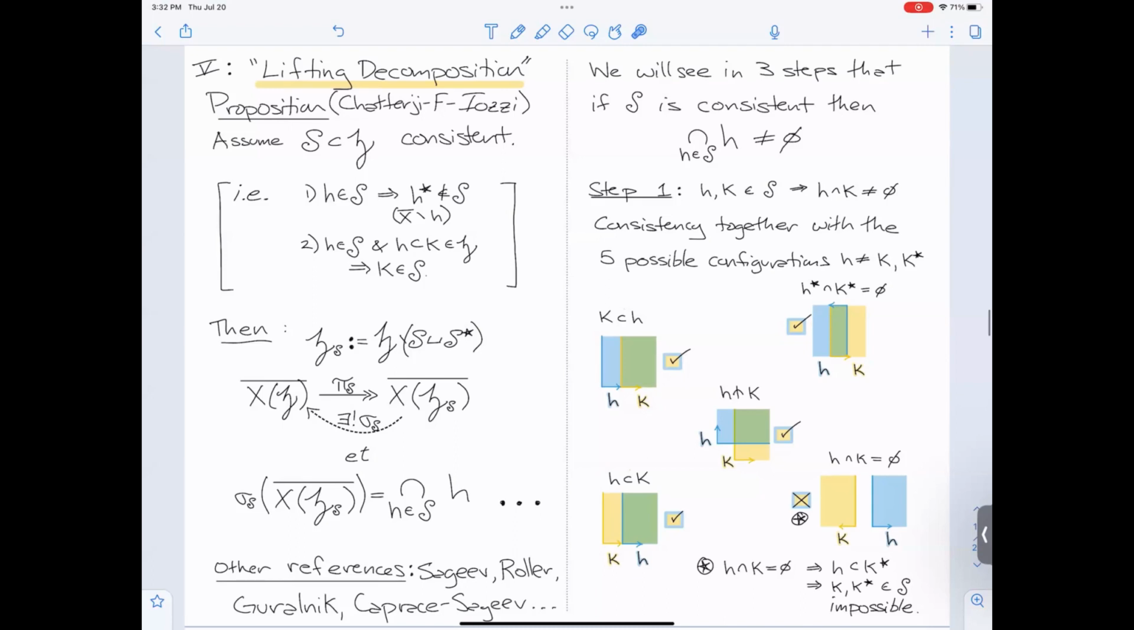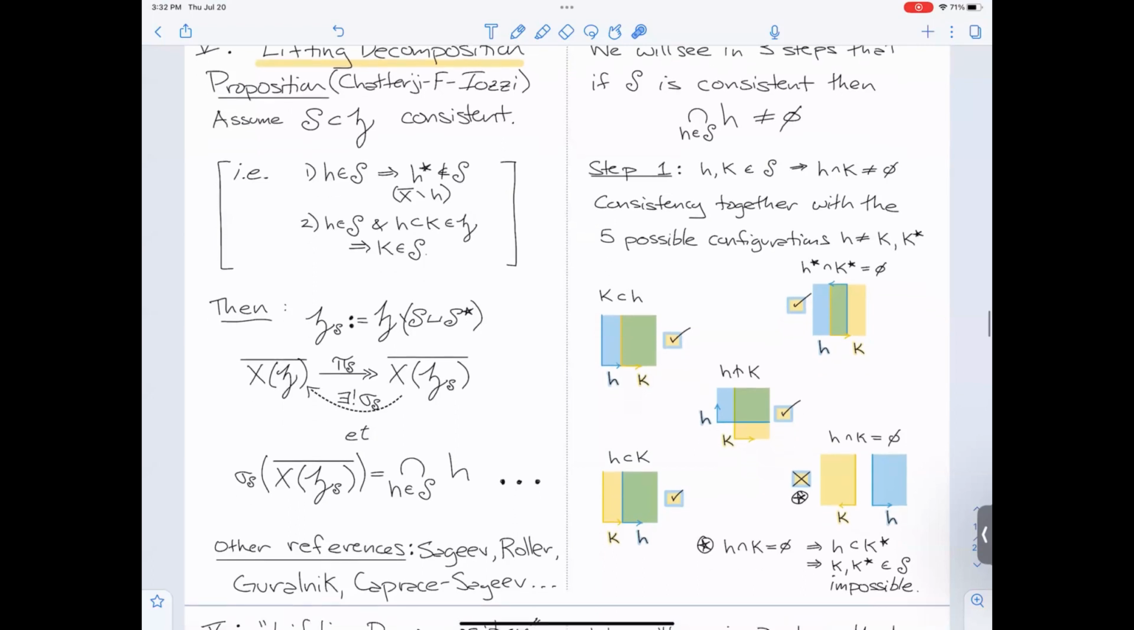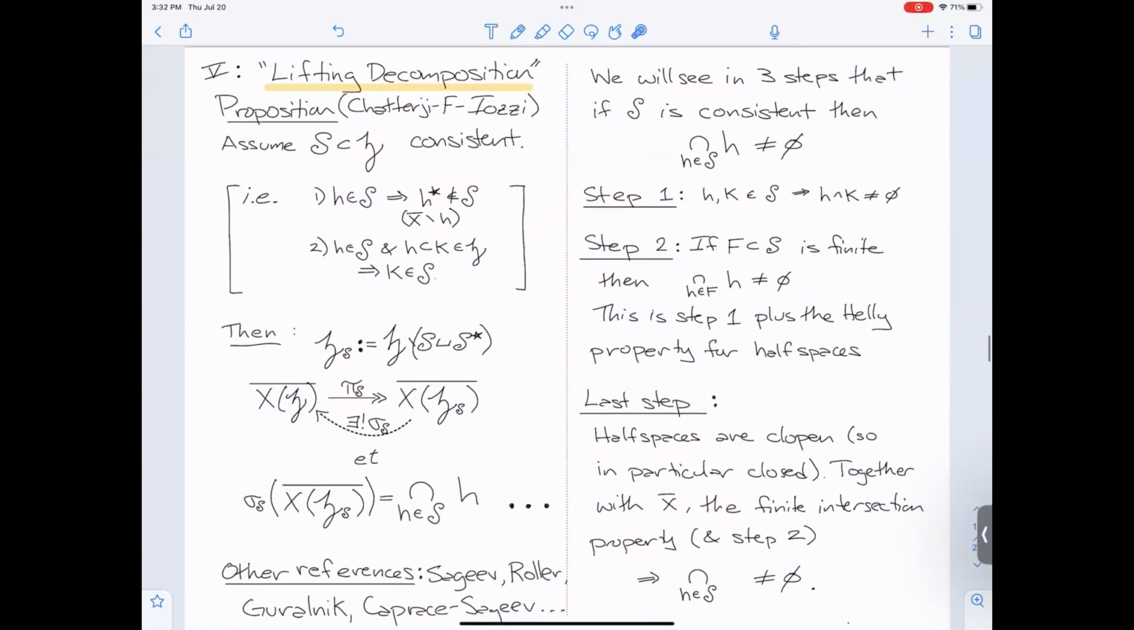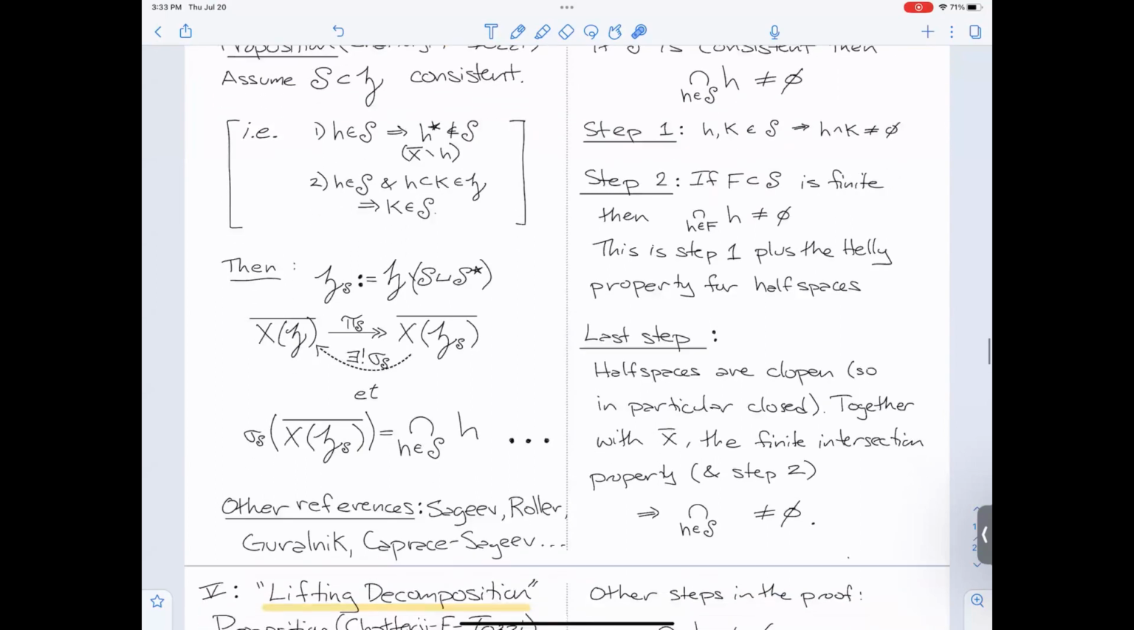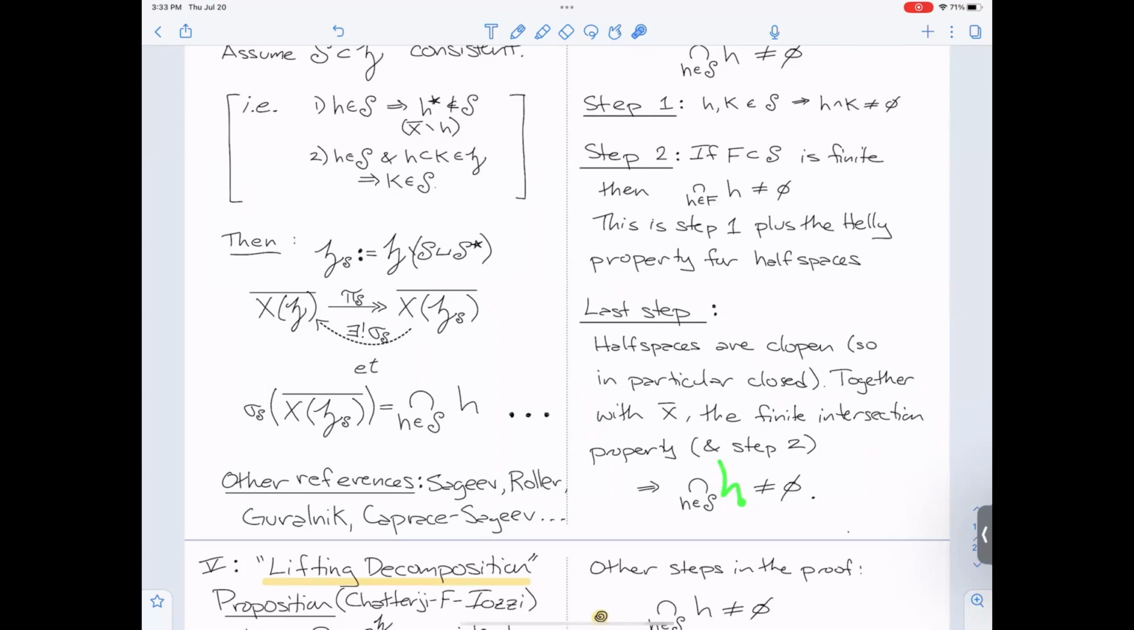consistency tells me that pairwise intersections are non-trivial. The second step is that the Helly property for the half spaces says that if I have pairwise intersections being non-empty, then finite intersections are non-empty. And then finally, because I am in a compact space, the finite intersection property allows me to go from finite intersections to complete intersections. So there we go, pairs, finite, total. Oh, I guess there was supposed to be an H there that didn't survive some edits I did.